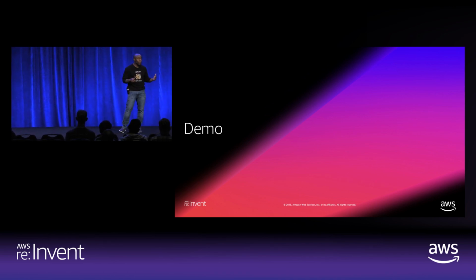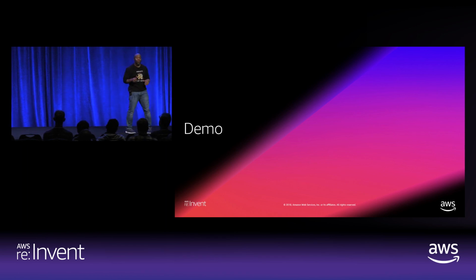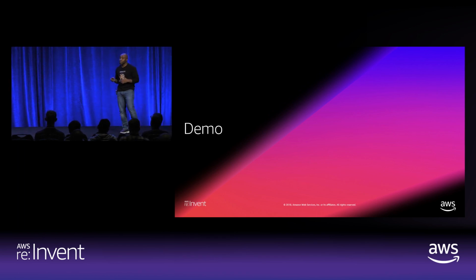So we talked about active-passive for multi-region. What about active-active? What if I want a device to be able to connect to any region in a deployment and still be able to operate?